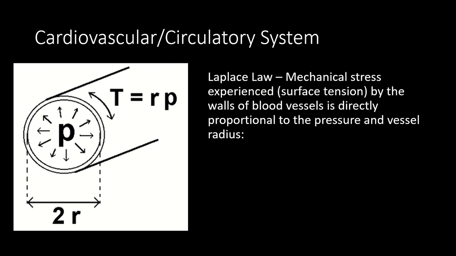One law that affects certain parameters in our circulatory system is the Laplace law, which is that mechanical stress experienced, or the surface tension experienced by the walls of blood vessels, is directly proportional to the pressure and vessel radius. If there's a certain pressure inside a blood vessel keeping the walls from collapsing in on themselves, and they have a certain diameter, which is twice the radius, the tension of those walls is going to be equal to the radius times the pressure.